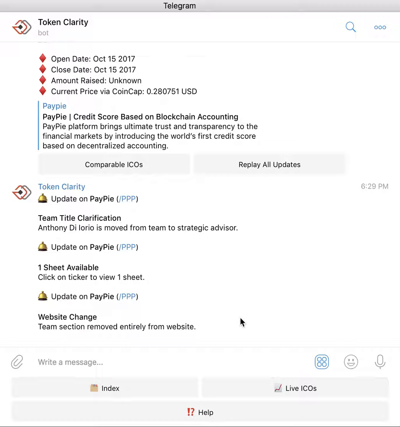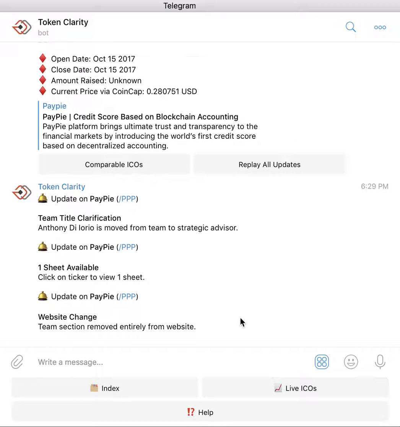Then later on, as the ICO got closer, maybe just a couple of days before the ICO, the team section was removed entirely from PayPi's website. That was an interesting development. I'm not sure I'd seen anything quite like that before. So we're not drawing any conclusions about what that means, but we certainly think that that's the kind of thing an investor would want to know about heading into an ICO.